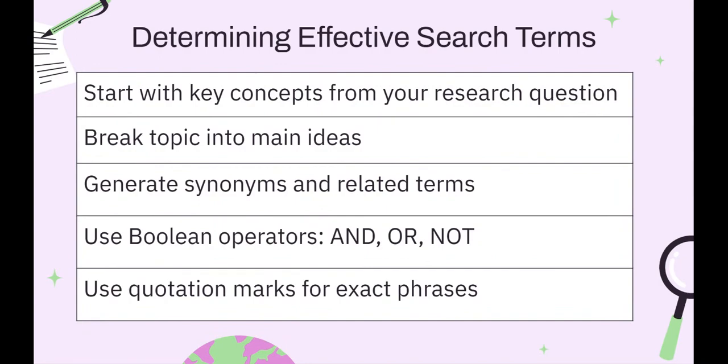You cannot simply just type in your entire thesis statement or research question. First, you need to determine the key concepts from your research question. Then, break the topic into main ideas. From there, you generate synonyms and related terms to each of your main ideas. Finally, determine what type of Boolean operators, the words and, or, and not, that you could use to create short phrases for your search. Last but not least, determine what phrases must be found in any of your sources and put them into quotation marks. Let's check out an example.